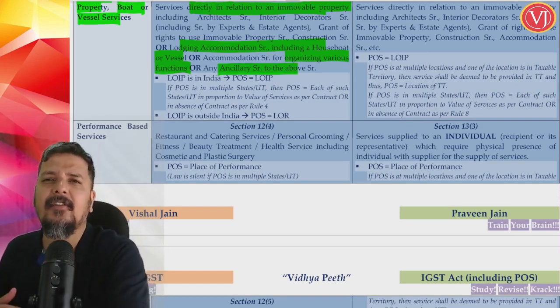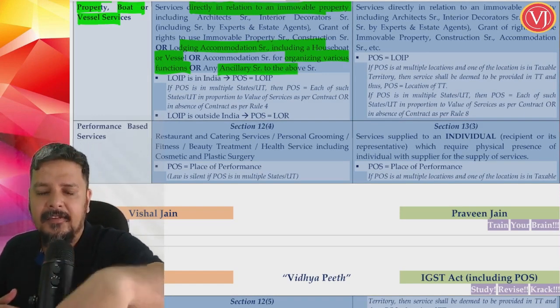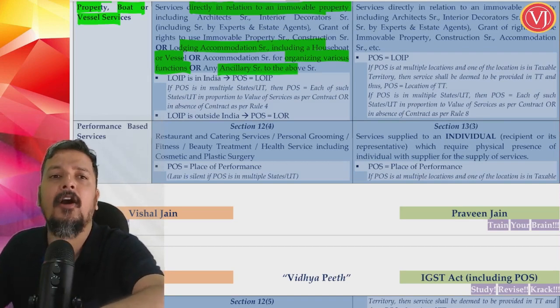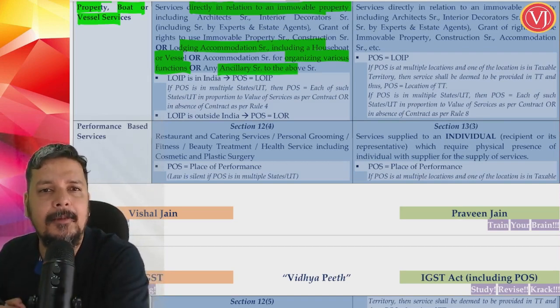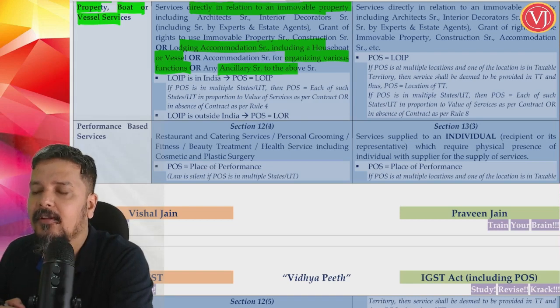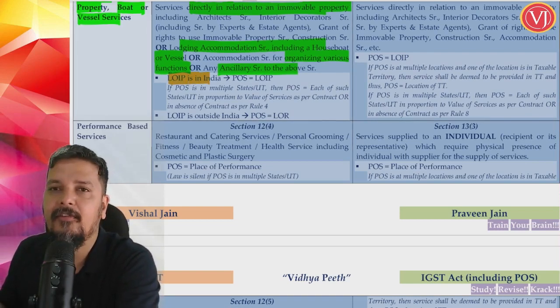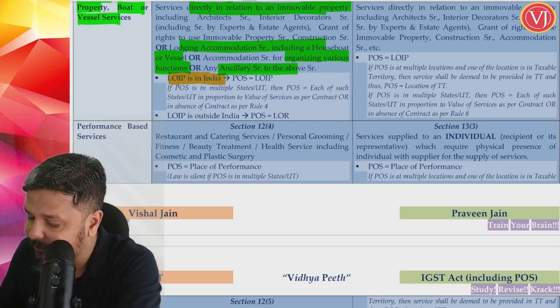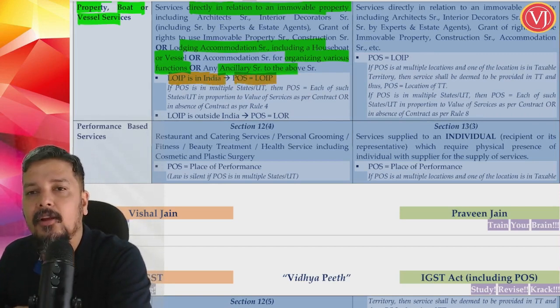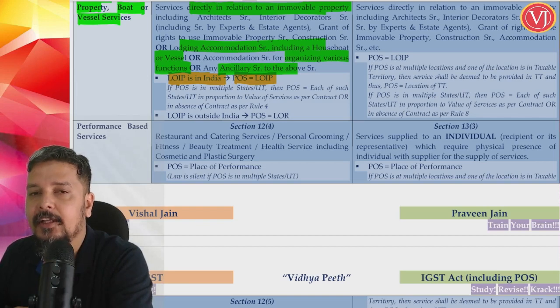What is meant by ancillary services? Related services. Ancillary services may also include event management services for that particular place. In that scenario, your location of immovable property, if it is in India, then place of supply is location of immovable property.